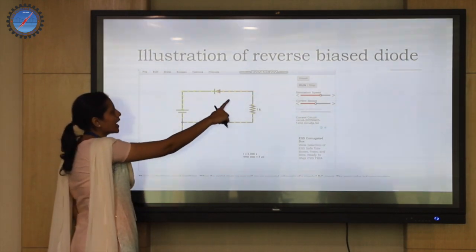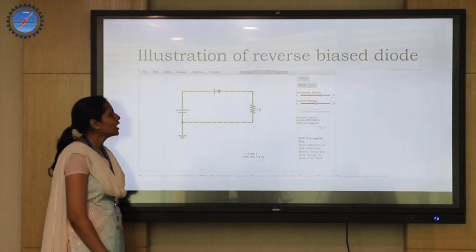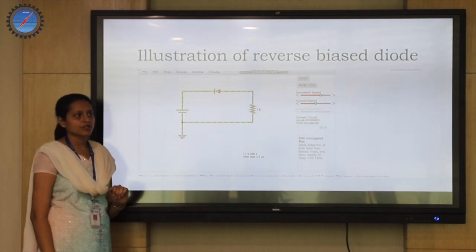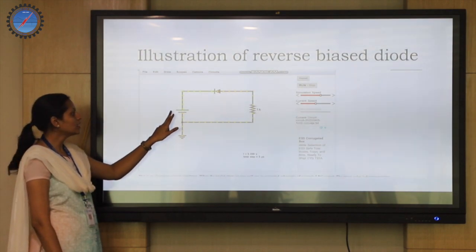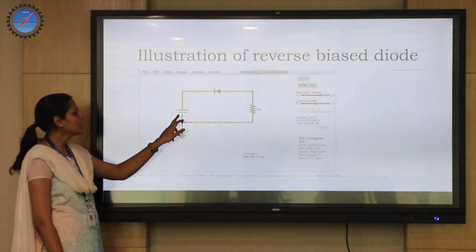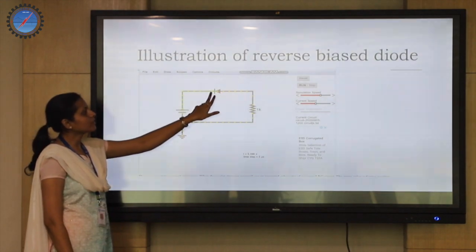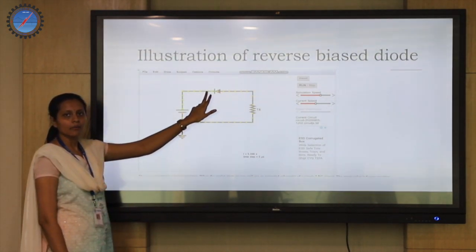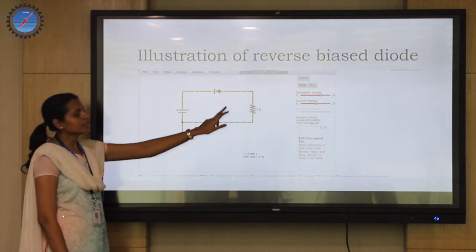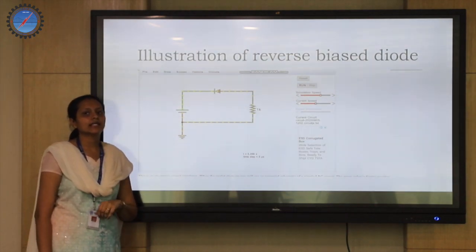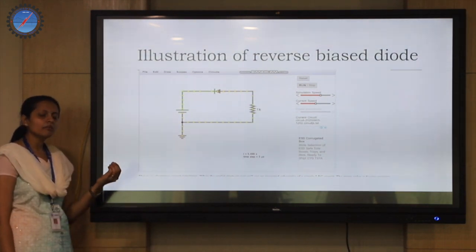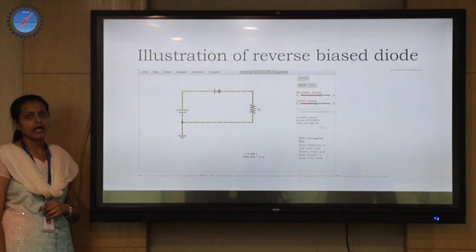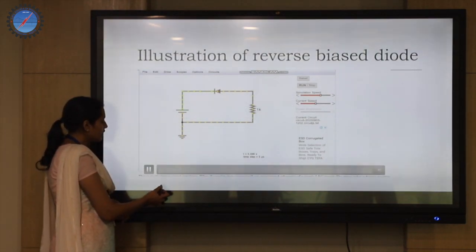Here a potential or a battery is applied, and there is a diode. You can see that this is anode and this is cathode, and you have a current limiting resistor. We have a ground connection. Positive is the longer one in the battery. The positive of the battery is given to the cathode, which is N type, and the negative is given to the P type. What type of biasing is it? Reverse biasing. In a reverse bias diode, the current does not flow, or it is very minimal because of the minority charge carriers. I'll run this video.